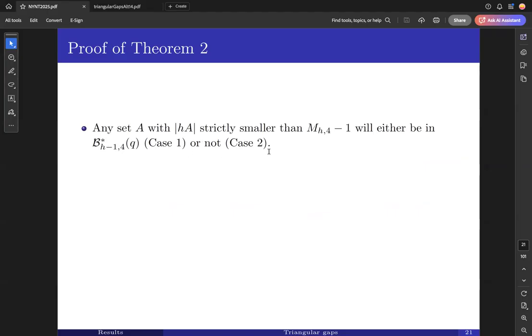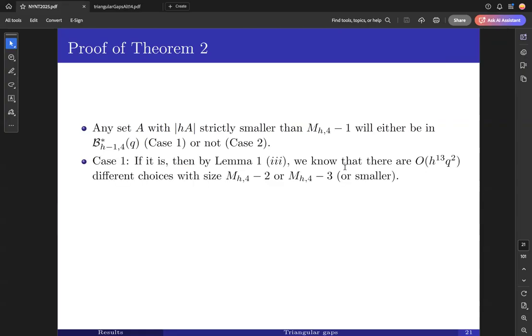Well, you said that minus 2 and minus 3, it can't possibly be anything other than B star h minus 1, right? Correct. That's precisely why they're the rare ones. Yes, that's exactly correct. So by lemma 3, we know that the sets of sizes max minus 2 or max minus 3 or smaller are going to occur no more than q squared times. Okay, so if it was in the B star h minus 1, then we've already got a bound on that by lemma 1 part 3.